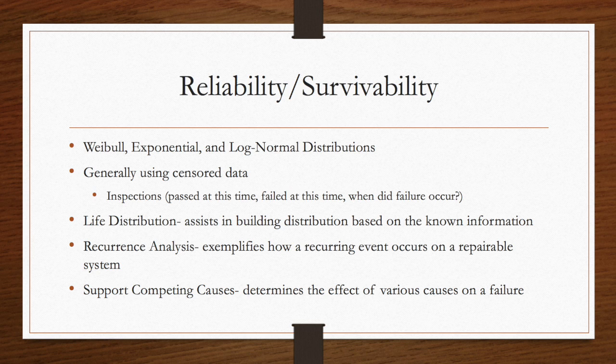A recurrence analysis exemplifies how a recurring event occurs on a repairable system, such as an airplane or a manufacturing press. Furthermore, the competing causes analysis determines the effects of various causes on a failure. These various causes may include the amount of current being sent through a system, the average number of hours a system is used at a time, or the temperature at which the system is operating.